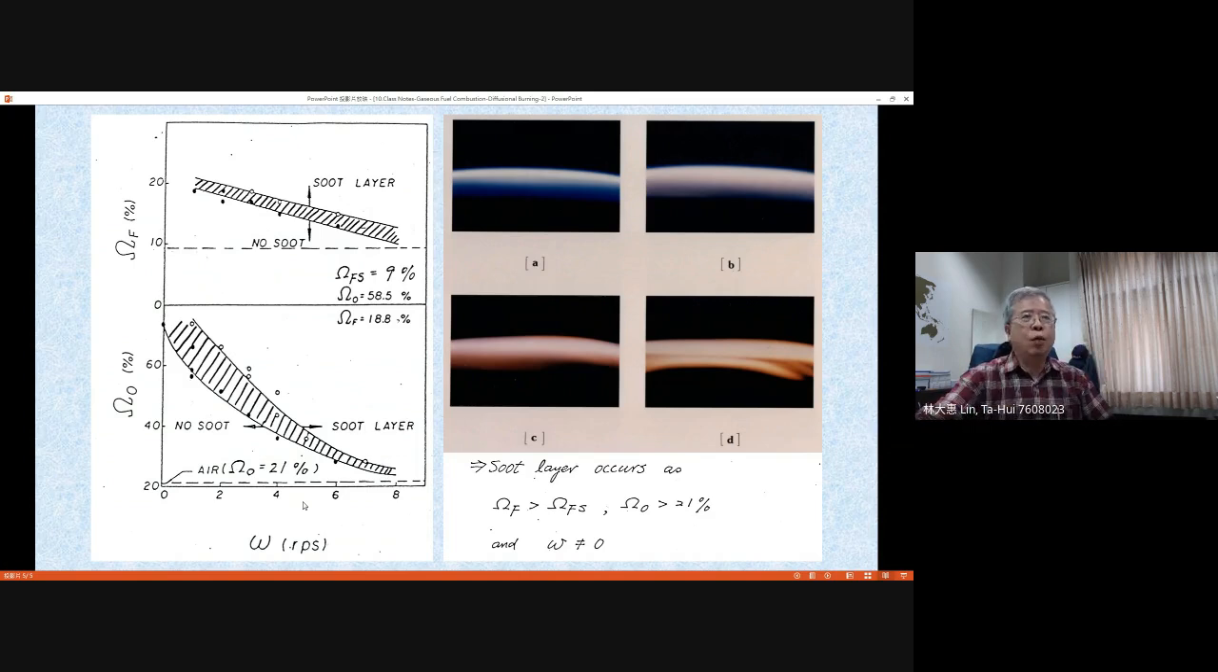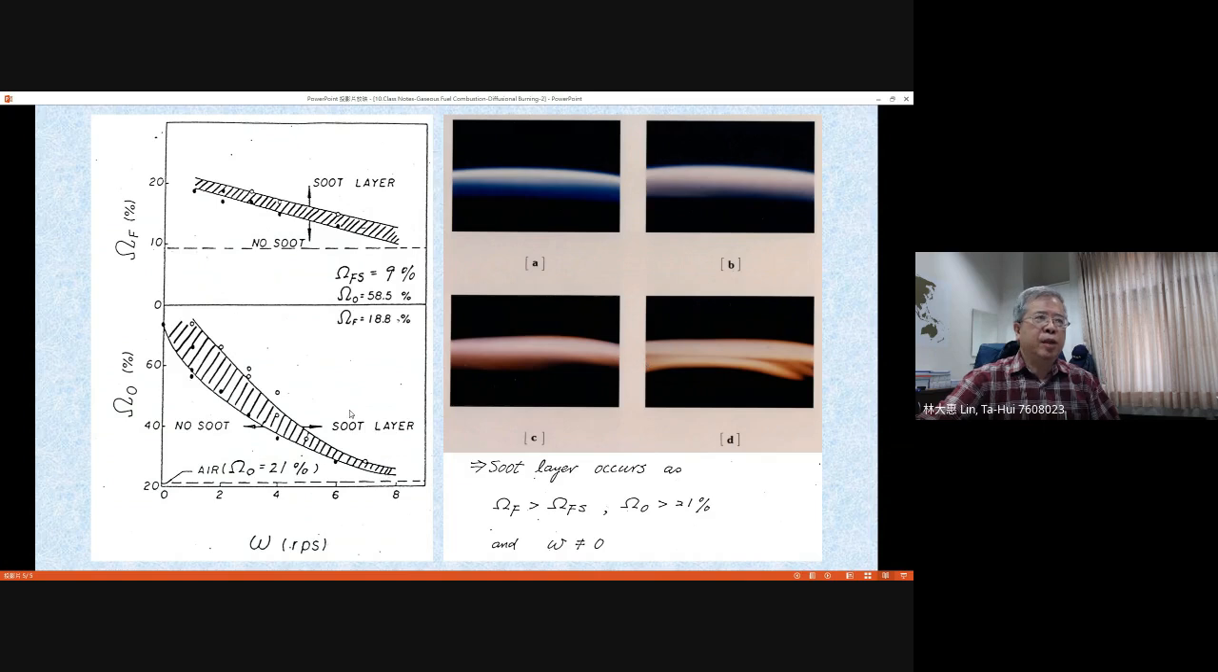This is the reason why originally you have a blue flame, but when you increase omega, you can gradually see the yellow color becoming very strong, because the residence time is increased by reducing the radial velocity, influenced by the increasing injection velocity. Okay, then the soot layer occurs.